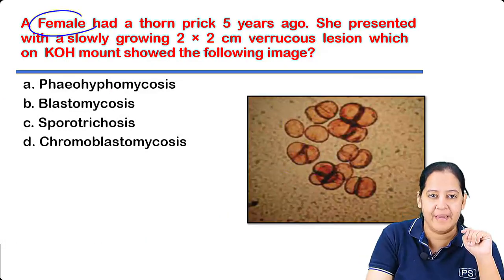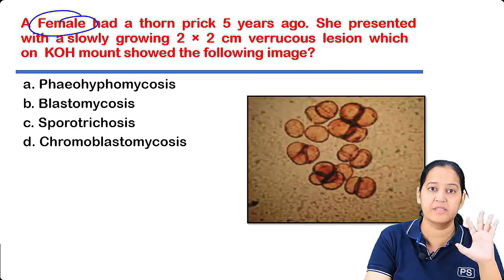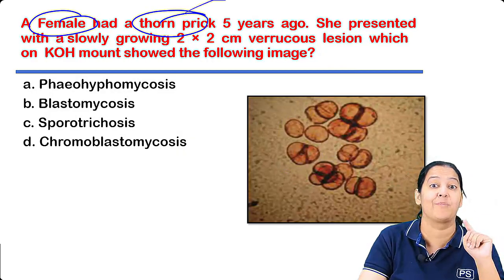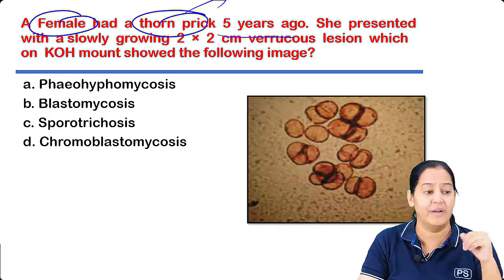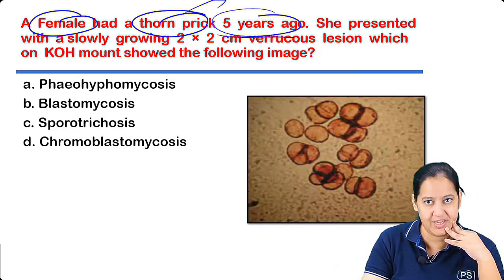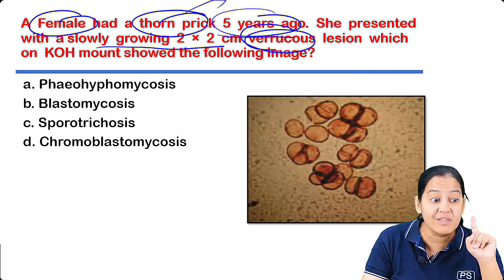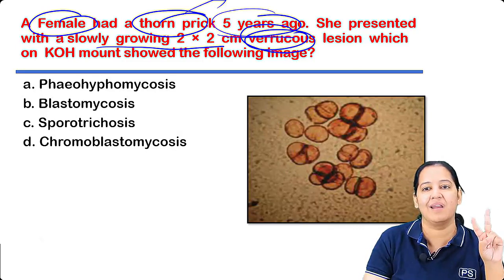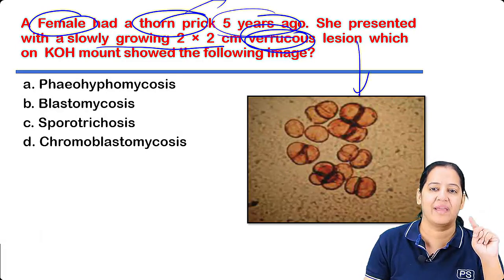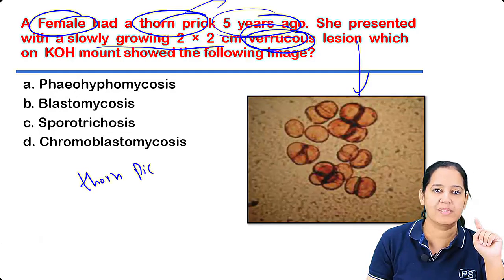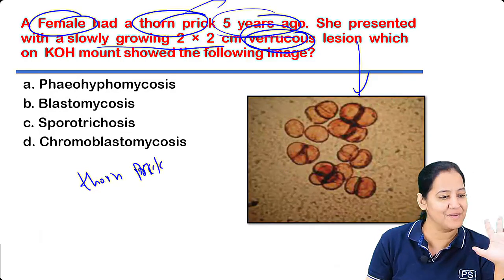There is a female. Take the clues. There is a female having a thorn prick. So the first clue I got is thorn prick. Okay, 5 years ago. It's a chronic disease, not acute. Now she presented with a slowly growing 2 by 2 verrucous lesion. My second clue is verrucous. The image is given to you. I can see 3 clues. Number 1, thorn prick. Number 2, verrucous lesion. Okay, everyone knows the answer.